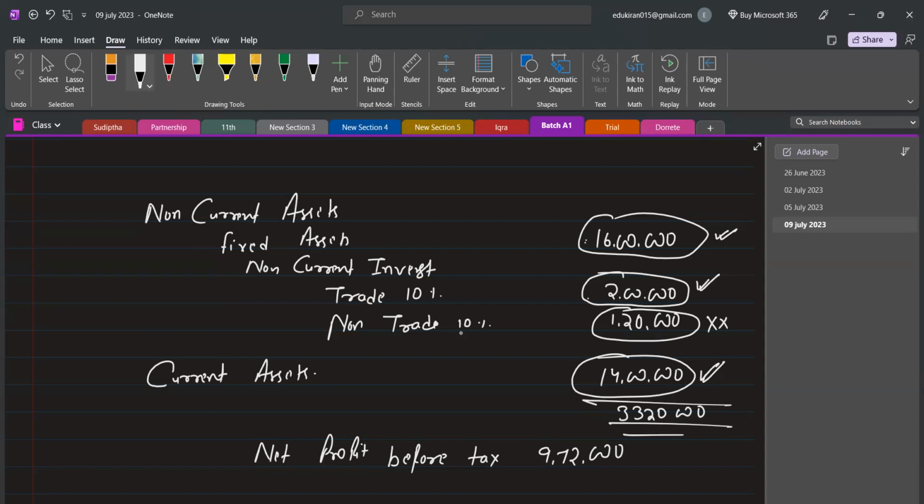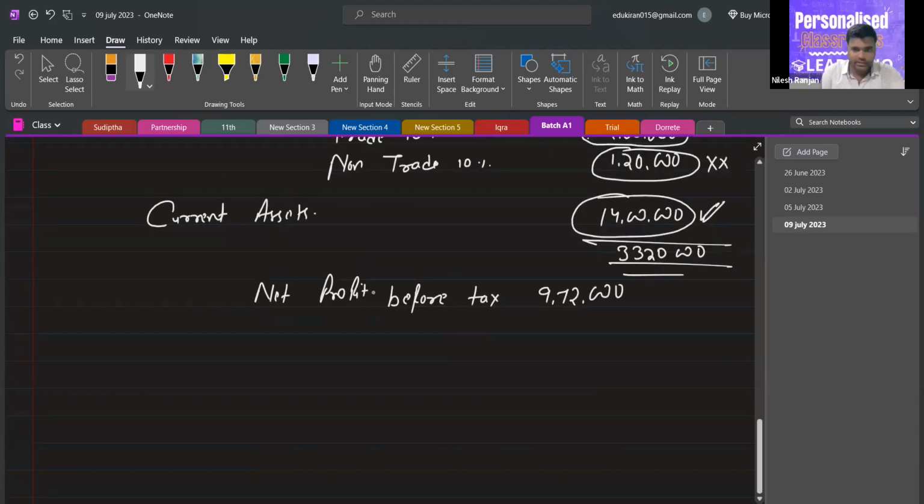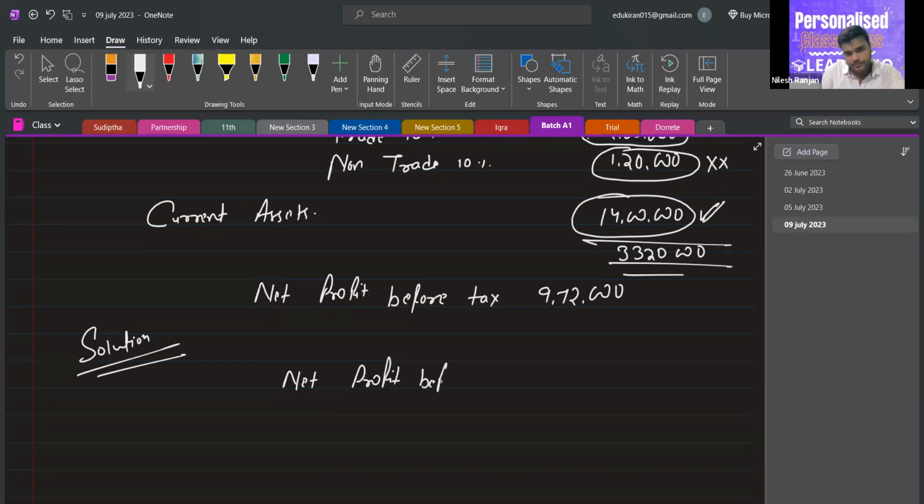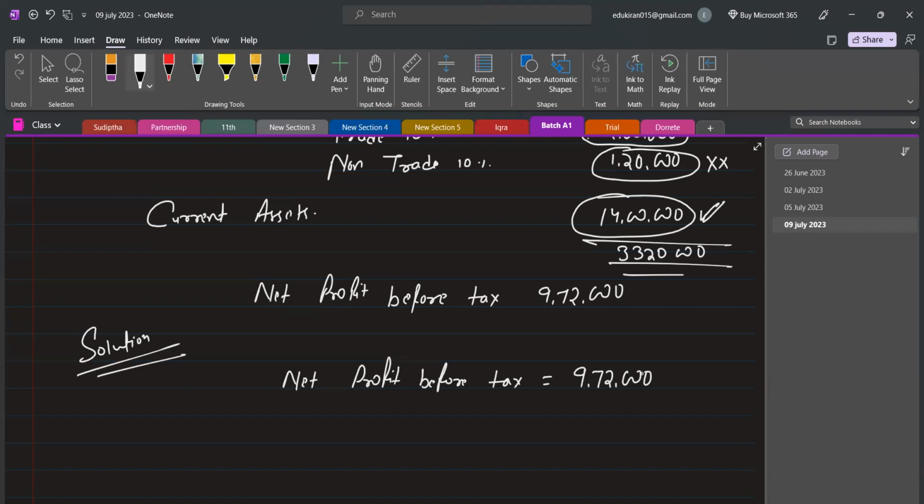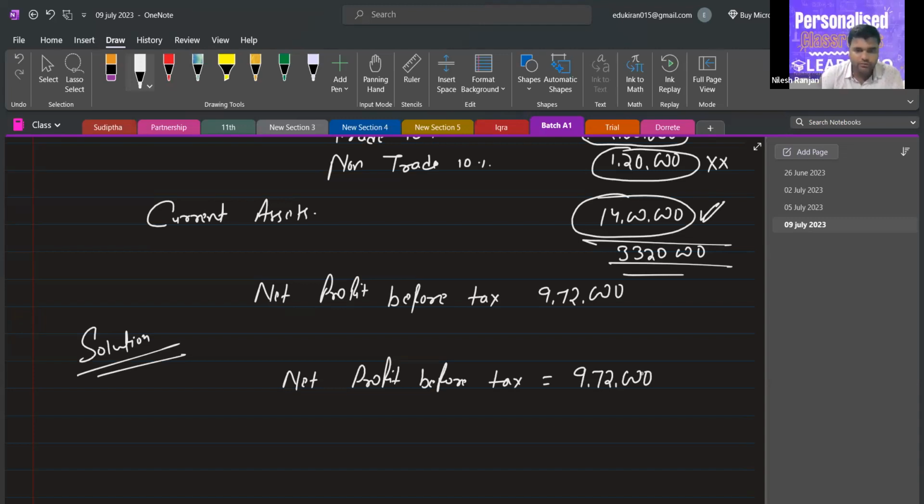Yes, sir. Okay. So in the solution part, our net profit before tax is 9,72,000. Okay, tax is already added, yes or no? Yes, sir. Because we didn't deduct tax here, we don't have to add tax here. It is included in this. So 9,72,000. What will be added here first?